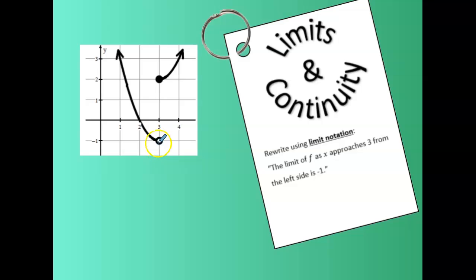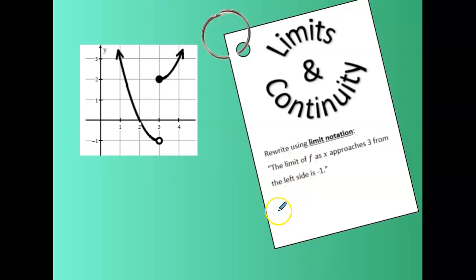Now that does not mean that f of 3 equals -1. We have an open circle on the graph here, so it is not ever going to equal -1. It's undefined where x = 3 is. That's why there's an open circle. So a limit is not the same as evaluating a function. It's looking where the function is headed. So as we head to 3, we see the y value is coming down and approaching -1, and that's what a limit is.